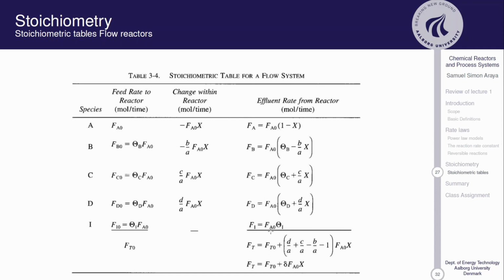And similarly, we have the delta, which is, as we said, the ratio between the total moles reacted in the system per unit of moles of A reacted. And then we can express that also this way. So the total flow out of the system is equal to the initial flow plus delta times initial flow of A times the conversion.